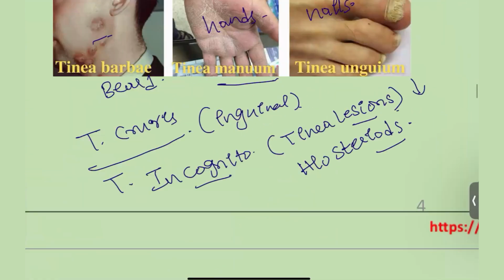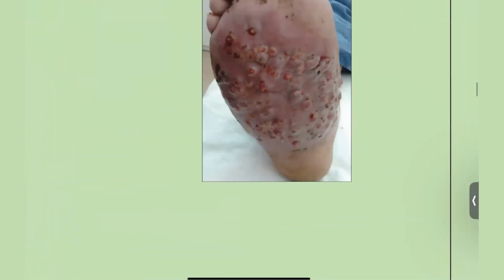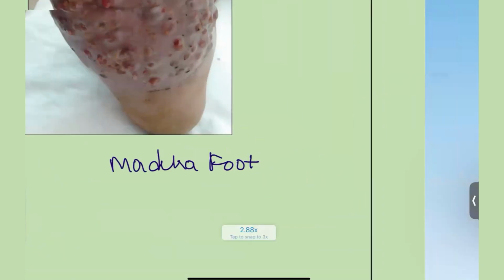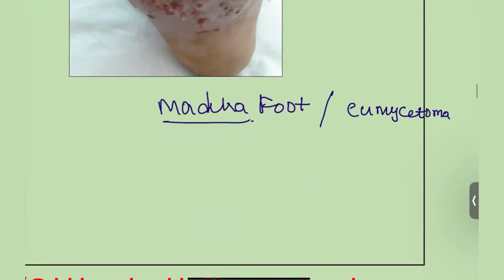Next, coming to another picture here. What is this condition known as, guys? Madura foot. Okay, Madura foot, and the other name it is known by is eumycetoma. Why is this called Madura? Mostly the first case was seen in the Madura region of Tamil Nadu.